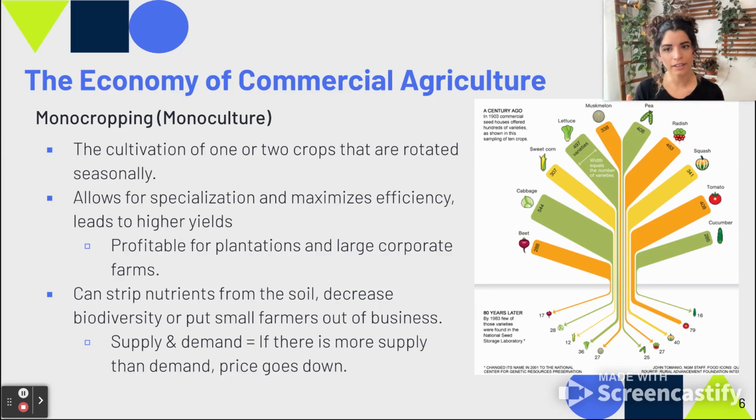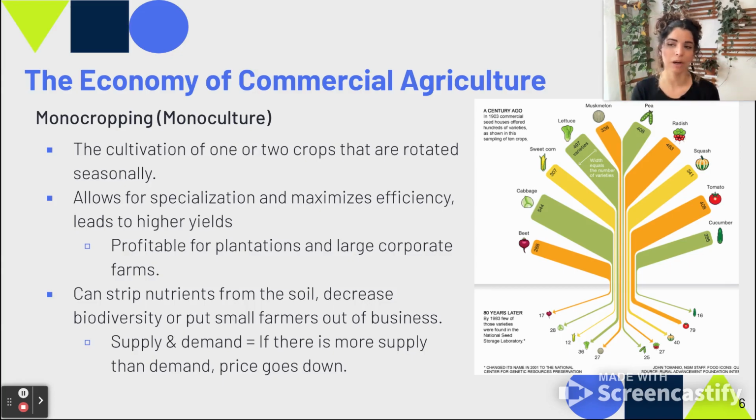Unfortunately, the downside to that has to do with the environment. It can really strip nutrients from the soil. It decreases biodiversity. And small farmers that monocrop are more at risk of getting put out of business. Also, for supply and demand, if there's more supply than demand, if they have a lot of that product, then the price ends up going down.